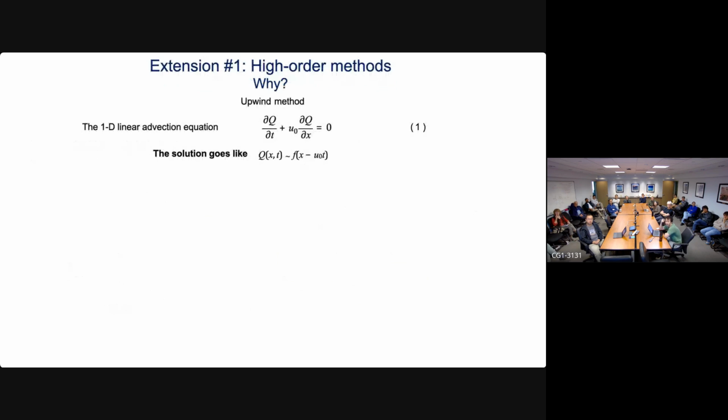So the first extension and improvement we recently implemented in the MFE code is the high order methods. We can see why this is important by simply looking at the one-dimensional linear advection equation, dq over dt is equal to negative u naught dq over dx. We all know the solution is very simple. The analytical solution is a traveling wave. If u0 is positive, then the wave just goes to the right without any deformation. And if u0 is negative, it goes to the left without any changes.